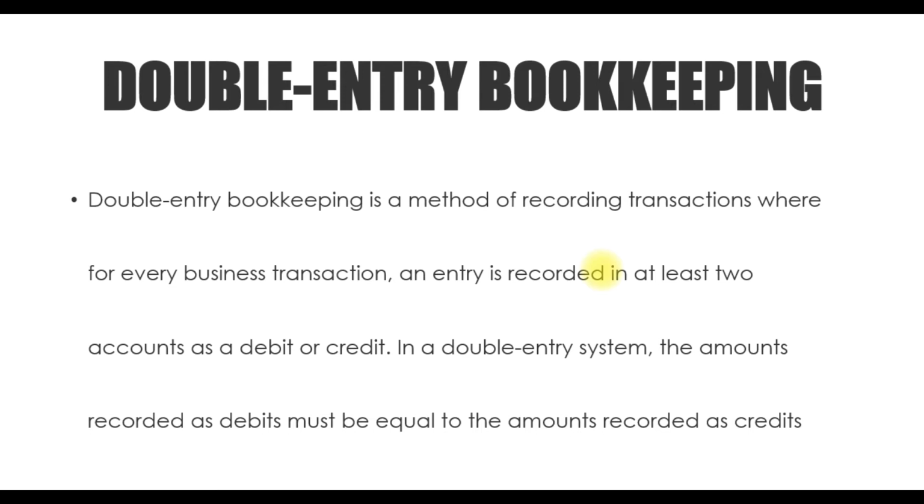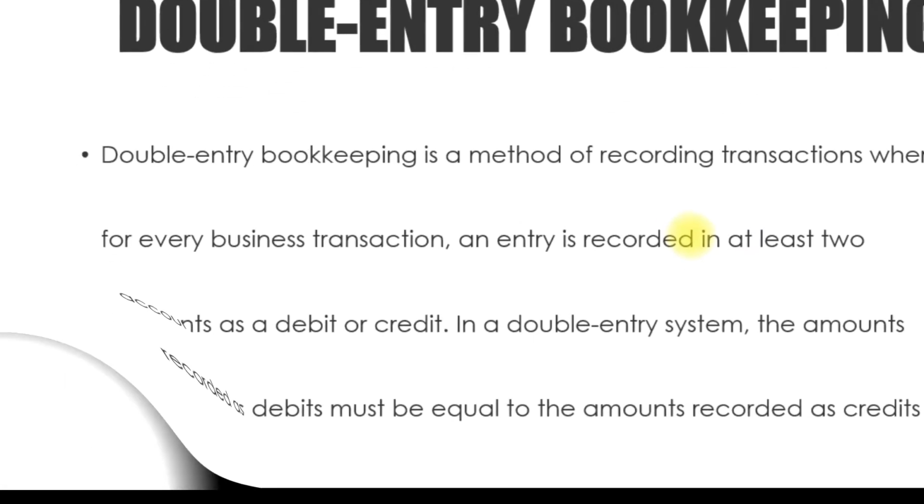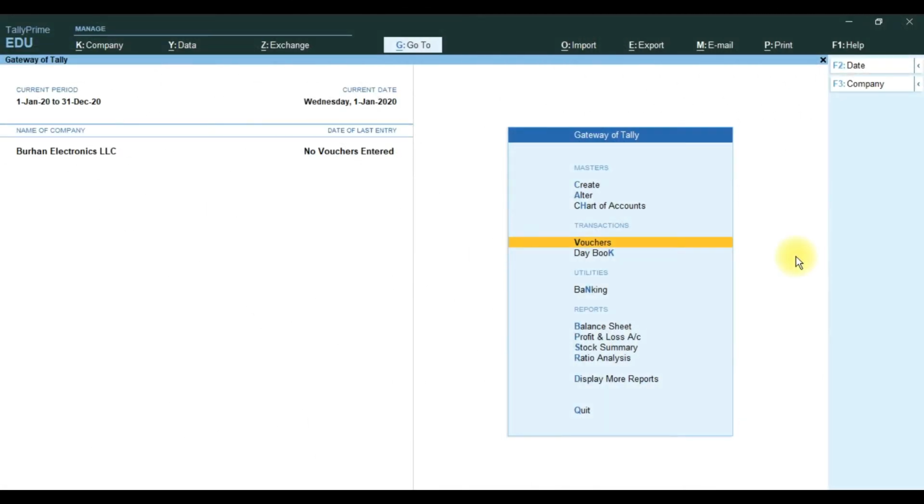So how can we enable or disable this single entry or double entry method in Tally Prime or in Tally ERP 9? First, we can check this option in Tally Prime. In Tally, by default, this single entry bookkeeping system is enabled. So how can we change this single entry into a double entry method?